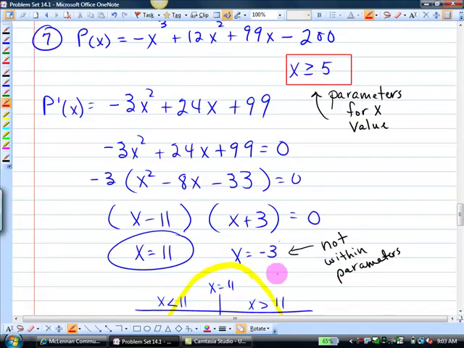But I got a positive 11 and a -3. -3 is not greater than or equal to 5. So discard him. He's gone.